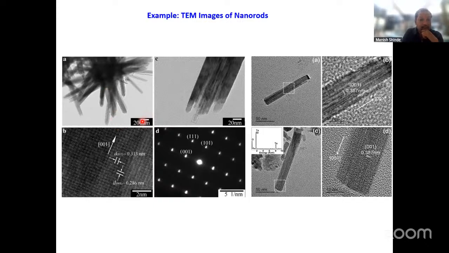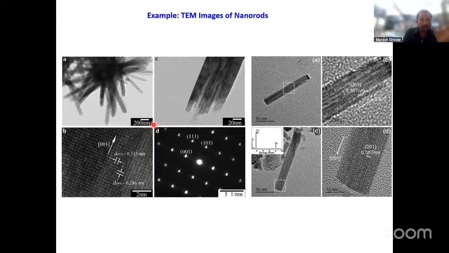Scale is 200 nanometer. That means these rods, if you look at this thickness, the rod is around 200 nanometer thickness. This rod may be around 80 nanometer. Some of them may be even smaller. But length is more. Length may be around 1 to 2 micron.